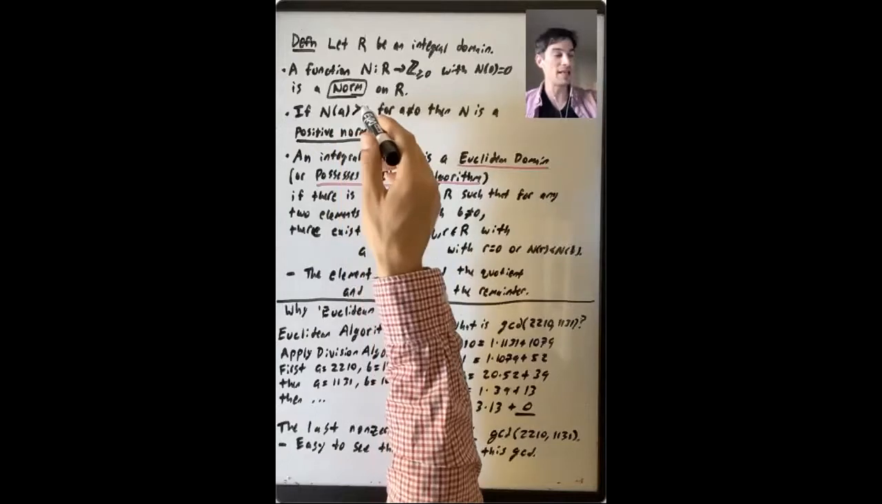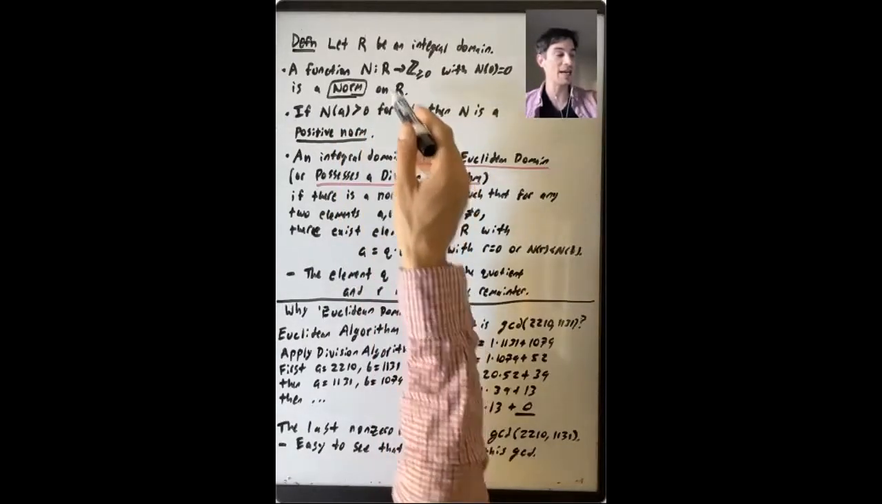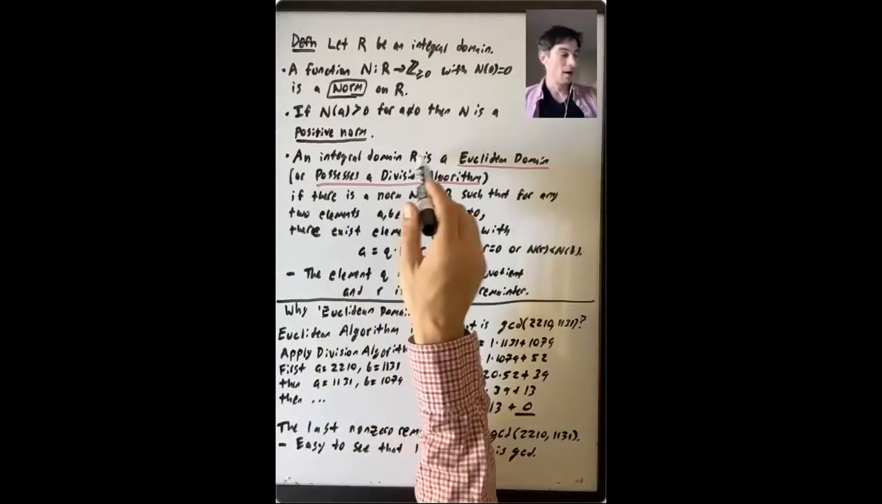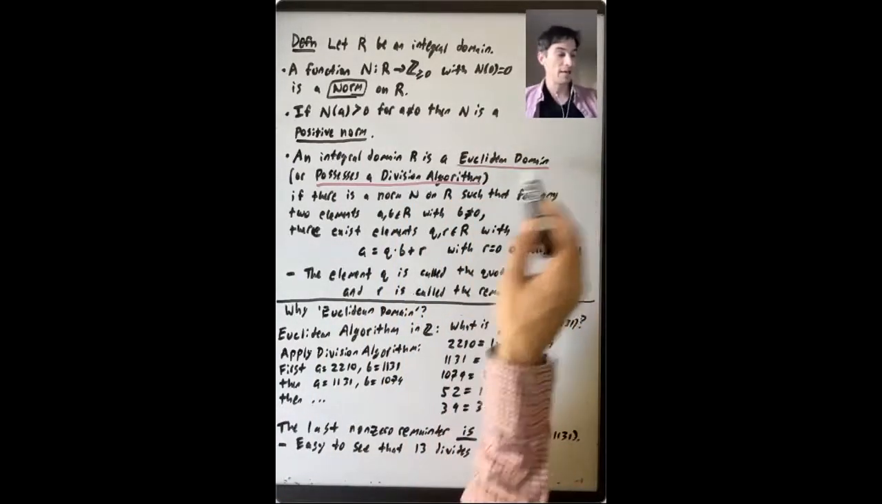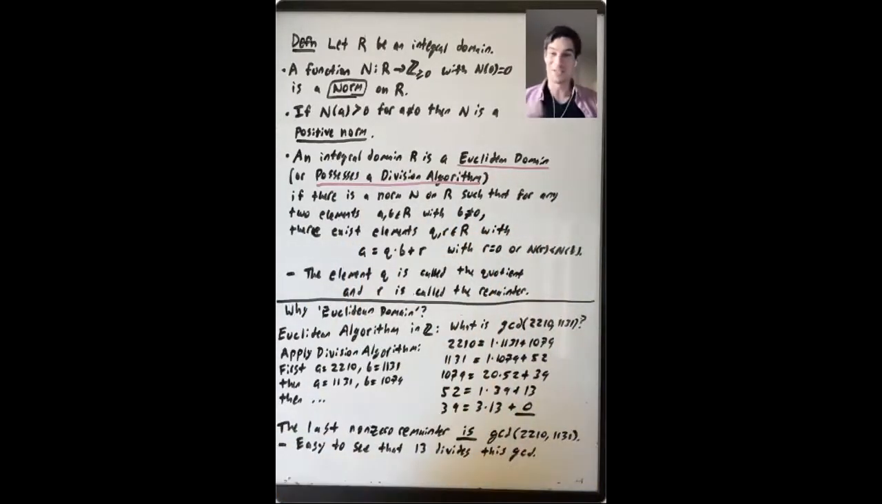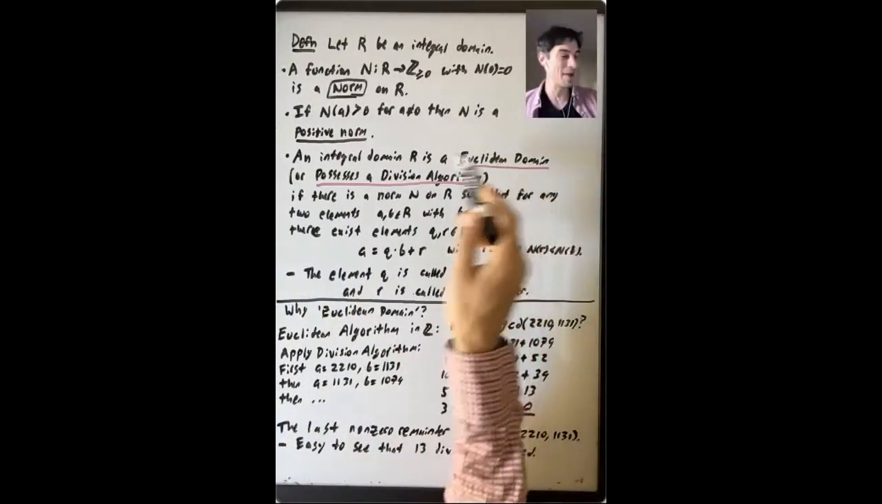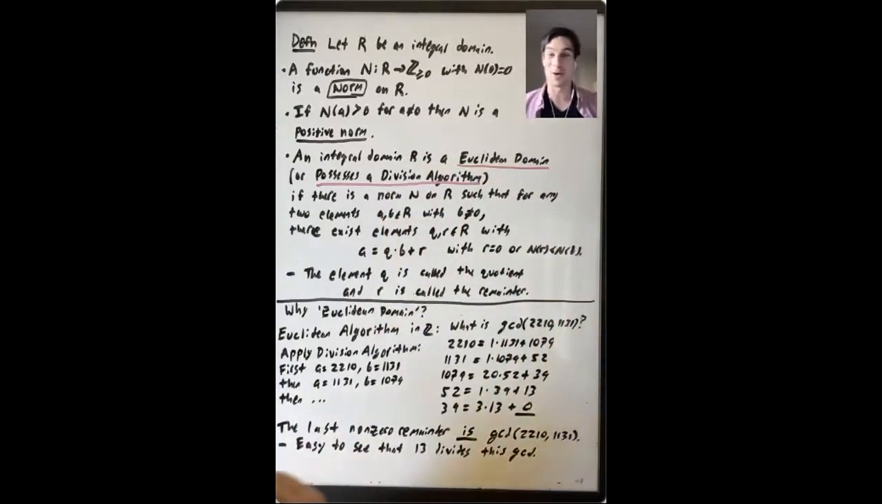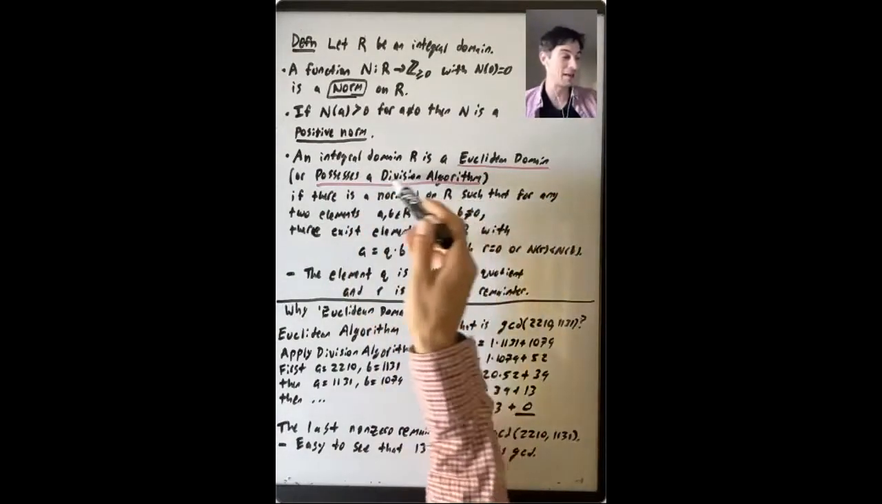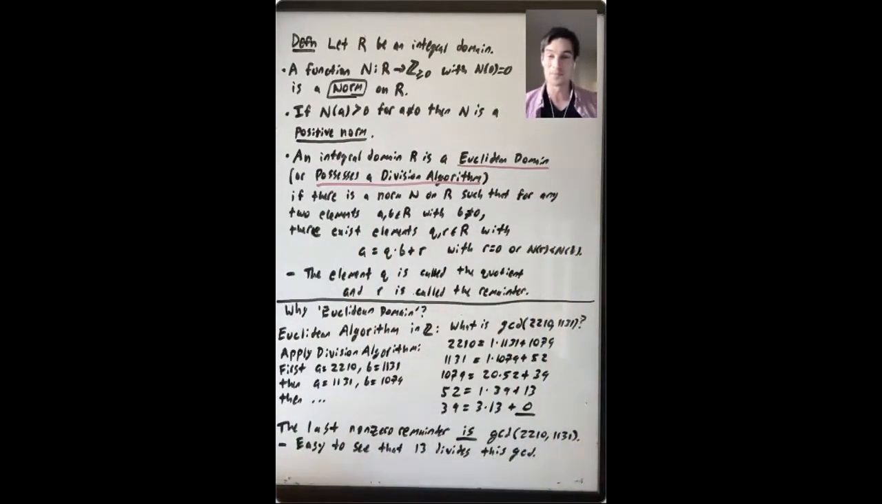If the norm of A is positive for any A in the ring except 0, then n is called a positive norm. Okay? An integral domain R is a Euclidean domain or possesses a division algorithm. So first important thing, Euclidean domain and possesses a division algorithm are used interchangeably in Dummit and Foote. So what is a Euclidean domain? It's something that possesses a division algorithm.